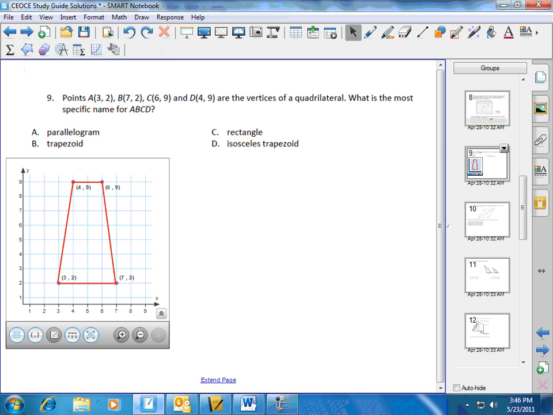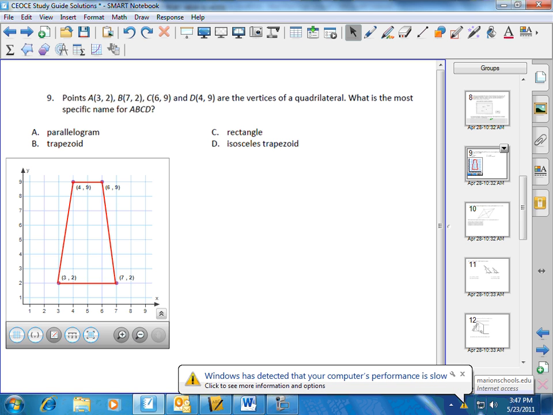All right, now we're looking at number 9 for the study guide. Number 9 is you're given 4 points, which are the vertices of a quadrilateral, and it says what is the most specific name for quadrilateral ABCD. The easiest way to tell is if you were to graph it and look at it. If not, if you weren't graphing it, you'd have to line up the points and maybe compare the slopes and the distances between the points.